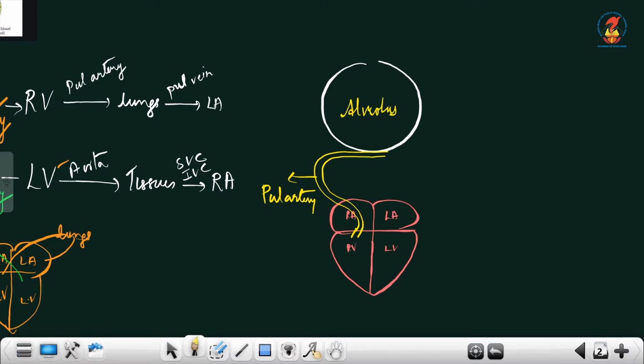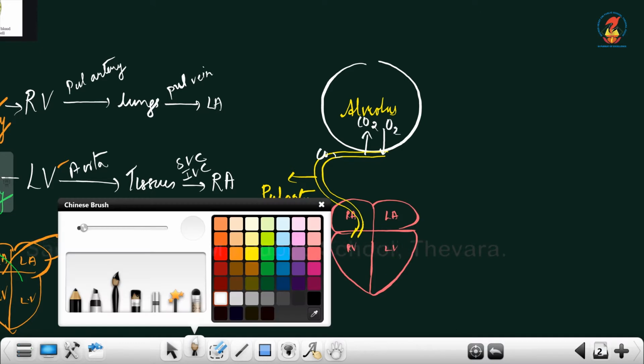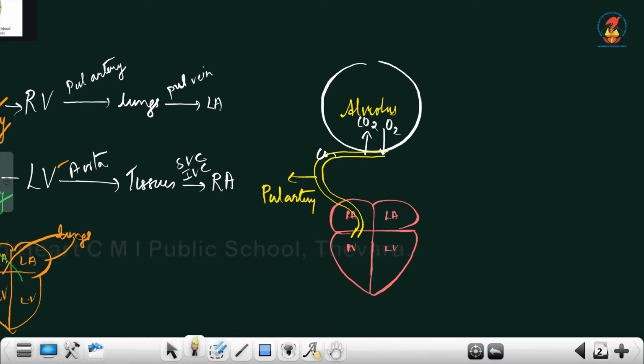Only the alveolus. Okay, now what happens at the alveolus? Exchange of gases takes place. What blood is here? The impure blood or carbon dioxide rich blood. Now what happens is carbon dioxide gets into the alveolus and oxygen from the alveolus gets into the pathway. Okay. Now we are continuing with yellow because it's the pulmonary pathway. Now the supply of oxygen, and the return is by another blood vessel called the pulmonary vein. So this is representing the pulmonary vein.